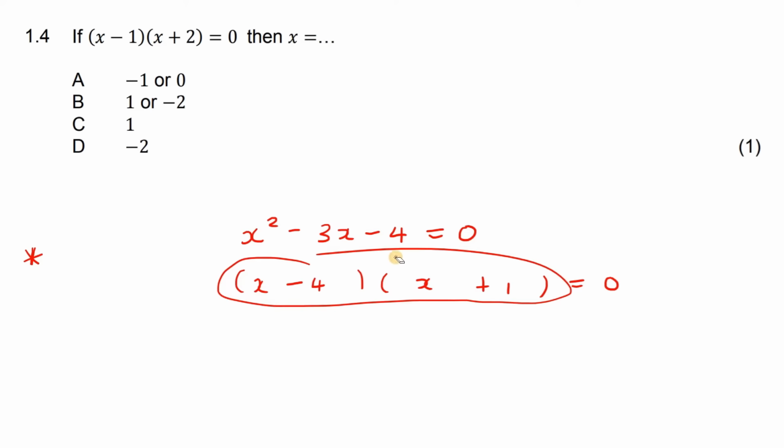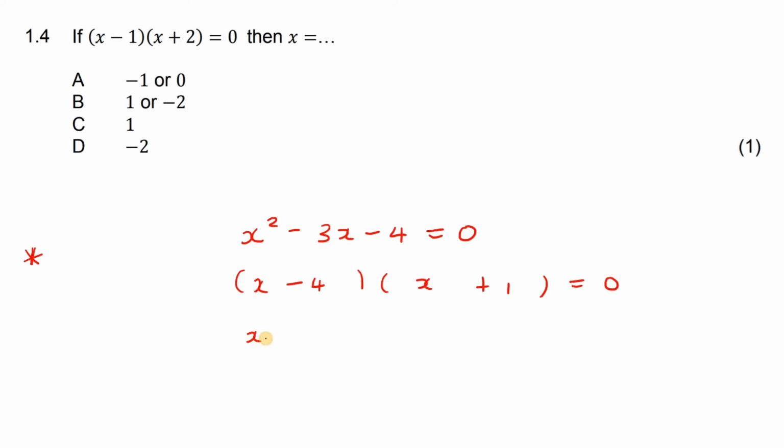What would you do next? Well done if you said you'd go x minus 4 equals 0, or x plus 1 equals 0, and then you would solve: x is equal to 4, or x is equal to negative 1. So when you are at this step, don't go back up to there, rather keep going.